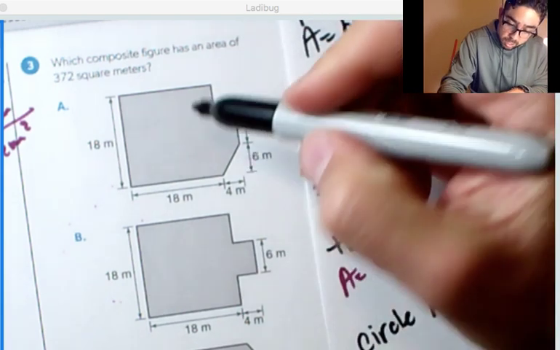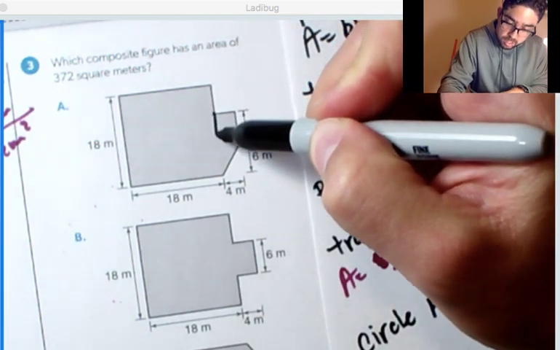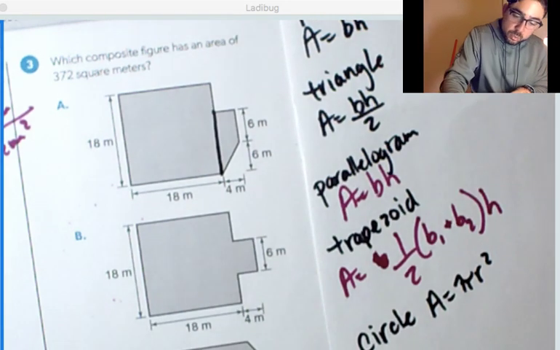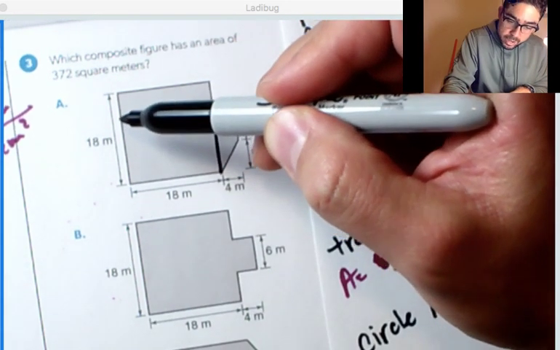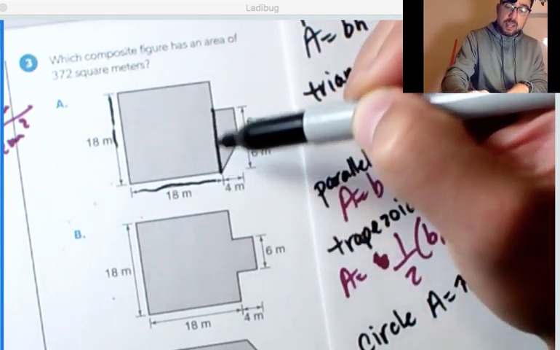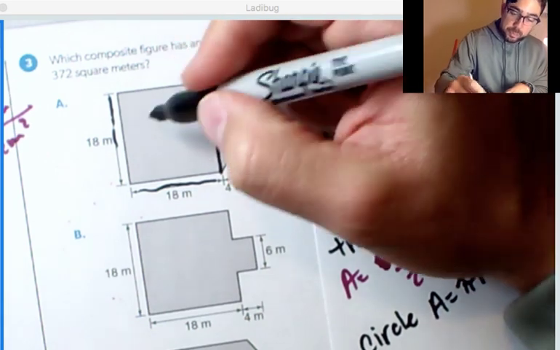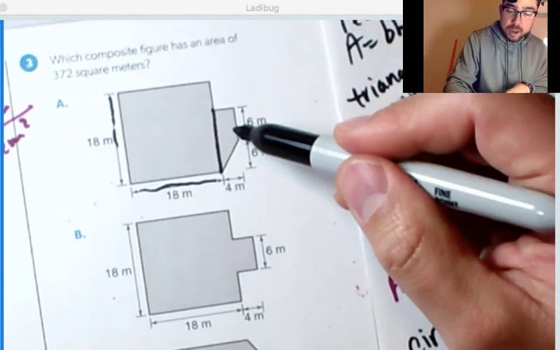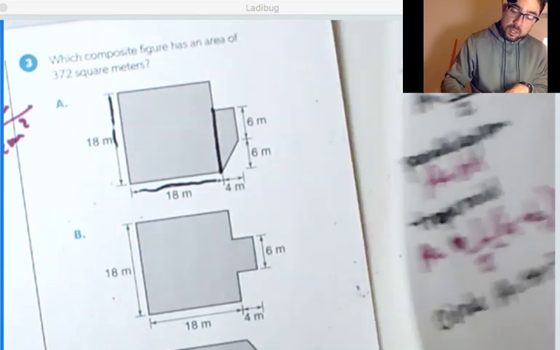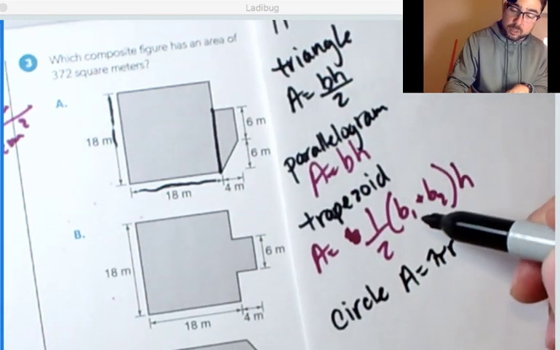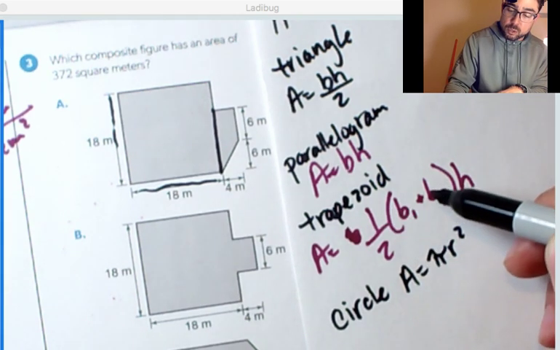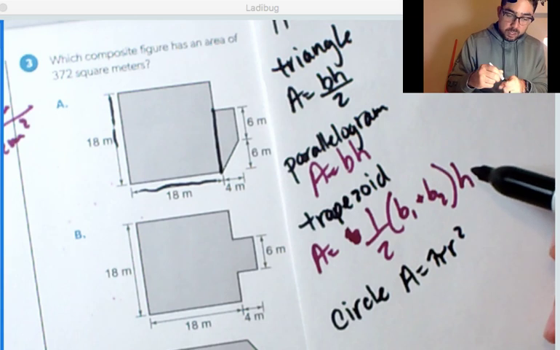So here I can make out that rectangle pretty well, or actually it's a square because we can see the dimensions here are 18 by 18, right? So that's an 18 by 18 square. And then I can see here this is a trapezoid. So I'm going to look out for the formula for the area of a trapezoid. Remember, it's 1/2 times base 1 plus base 2 times height.